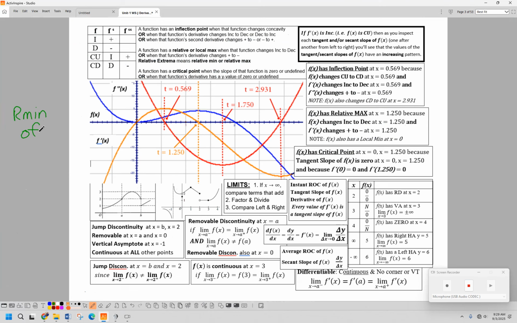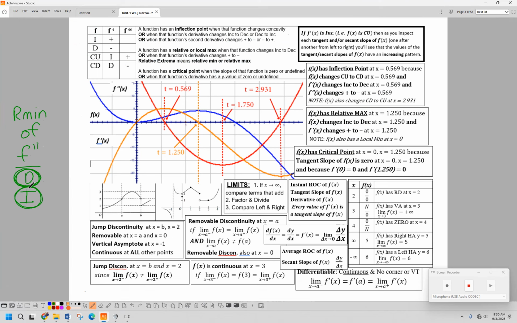Each of those has a relative min in this picture, but the relative min of each of those is in a different place. So which one do you want me to talk about? F double prime. If you're looking for the relative min of F double prime, what you have to look for is when F double prime changes from decrease to increase. That's the definition. This means the y values of F double prime are going to be going down, and then they'll switch and start going up.